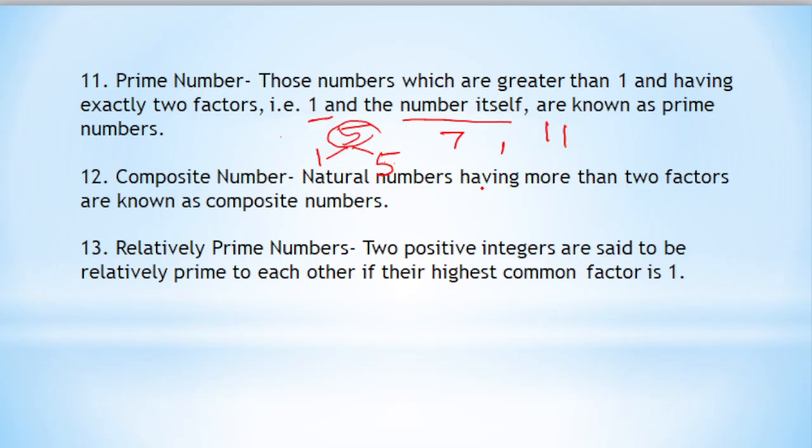Now composite numbers. For example, 9. It has more than two factors, that is 1, 3 and 9. That means 9 is exactly divisible by 1, 3 and 9. That's why 9 is a composite number. Now relative prime numbers. Two positive integers are said to be relatively prime to each other if their highest common factor is 1. For example, 12 and 13. These are relatively prime numbers because their highest common factor is 1.